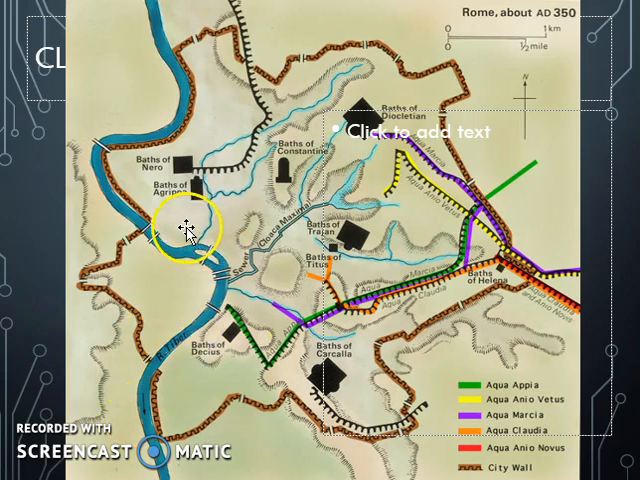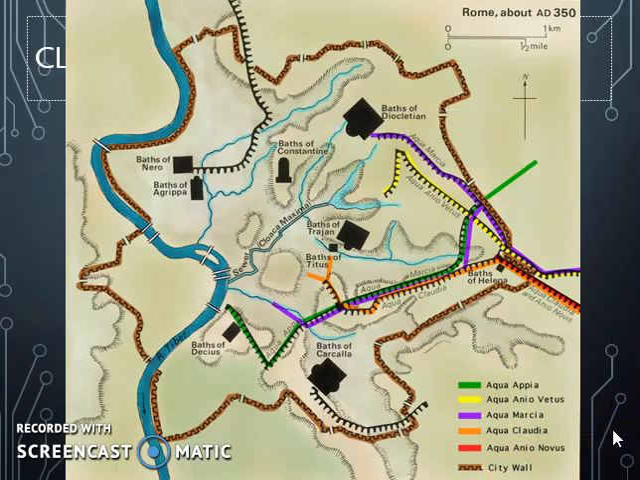So here we're looking at a map of the city of Rome. You see this here is the Tiber River, and each of these colored lines shows the route of a different aqueduct bringing water into the city. So you see the names here in the key that tells you which aqueduct is which based on the color. This is about 350 AD.